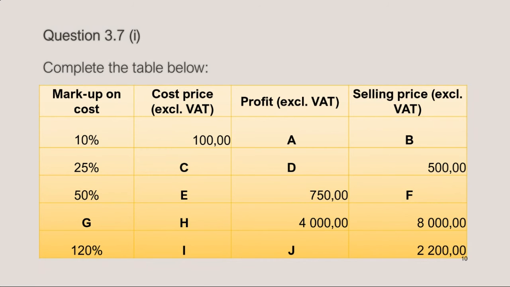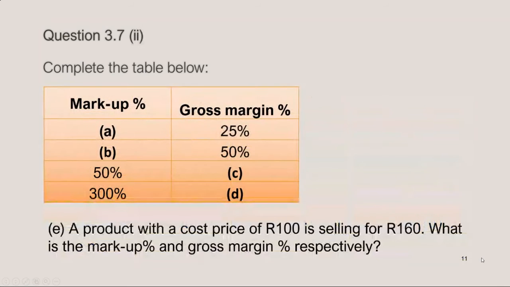Now, you can do it one of two ways. You can either use the percentages to calculate the percentage, or you can use the rand values to get to a percentage. They both work out the same way if you use those formulas. Okay, we're going to work out those formulas now, so let's move on to the next slide.